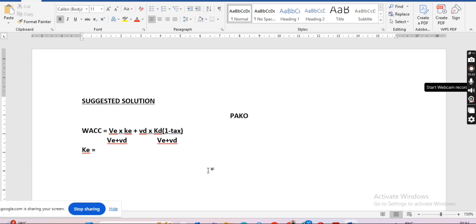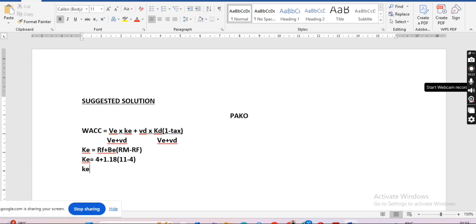Risk-free plus equity beta, market return minus risk-free. Cost of equity is equal to what is the risk-free given in the question? 4%. Plus 1.18, which is the equity beta. You can confirm that. What is the market return? 11%. 11 minus 4, right?